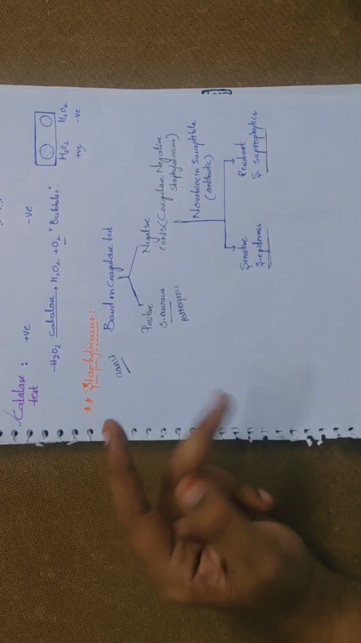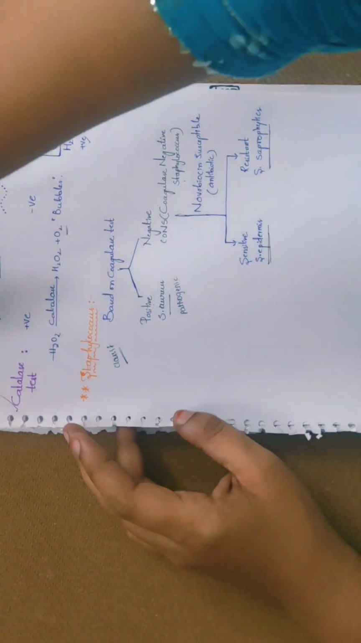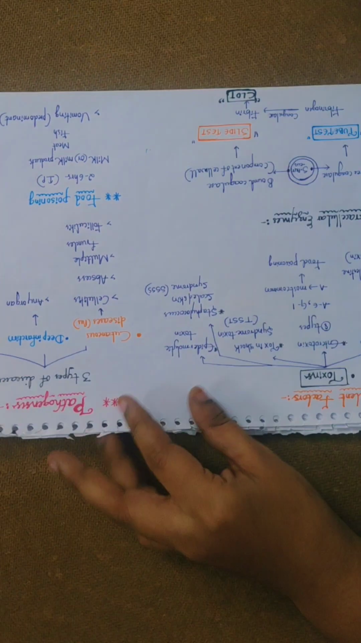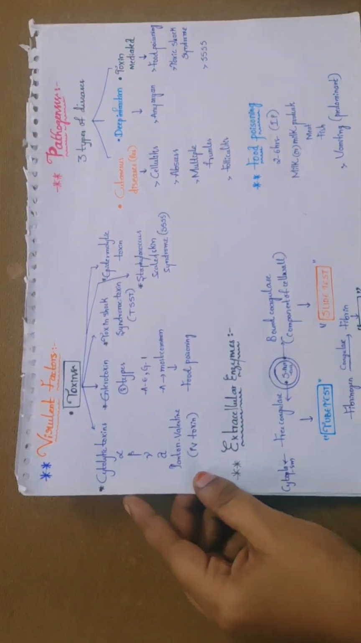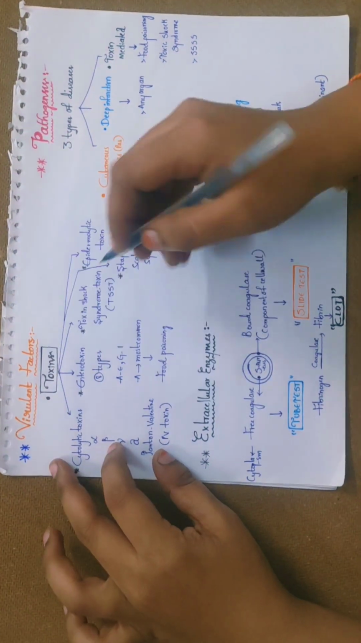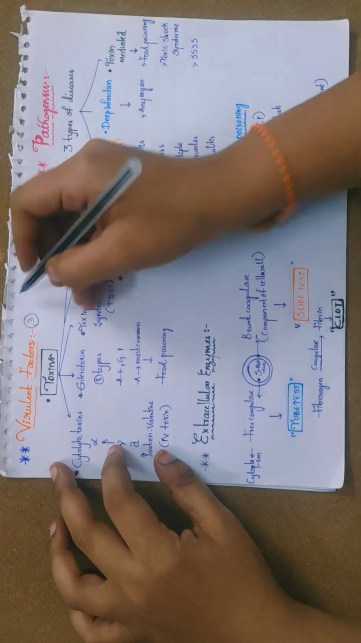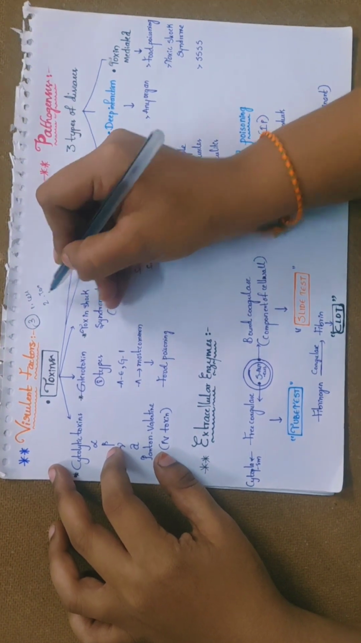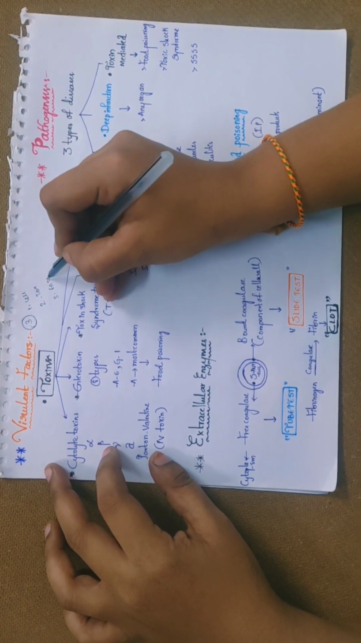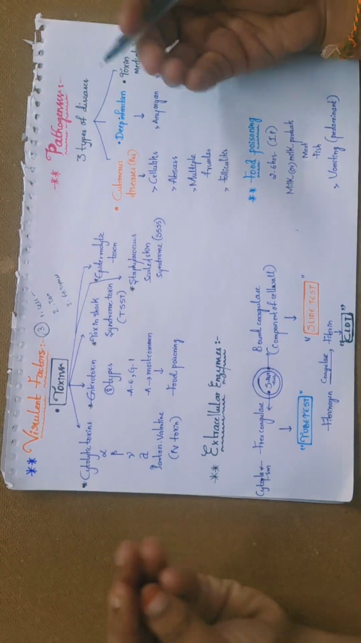Now let's see what the virulence factors are, what the pathogenesis is, and what the lab diagnosis is for Staphylococcus. Virulence factors are the factors which cause toxicity to the person. Mainly, in any bacteria we have to remember three headings. First one is cell wall adhesions, second one is toxins, and third one is enzymes. Cell wall adhesions are peptidoglycan, teichoic acid, and protein A.